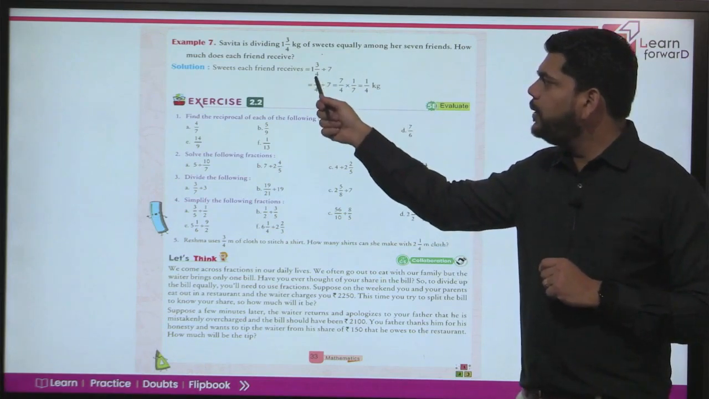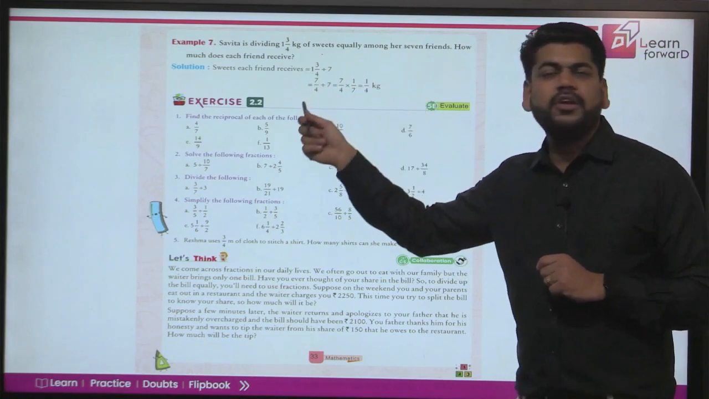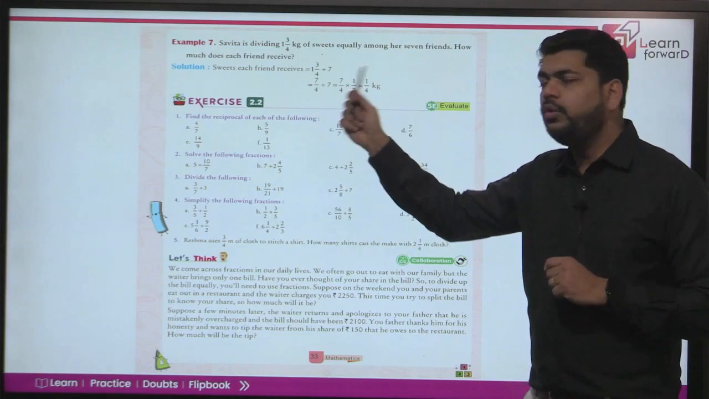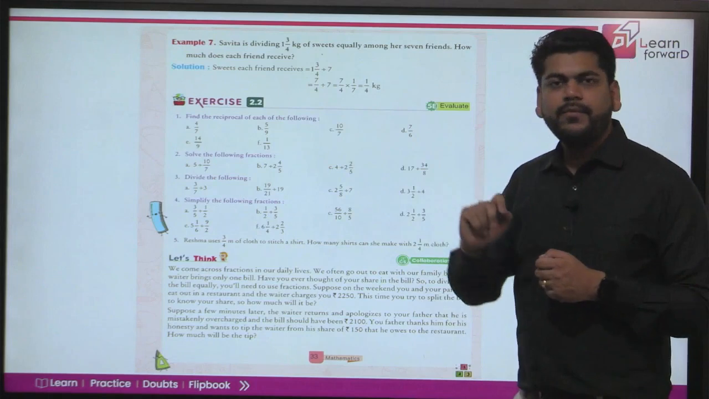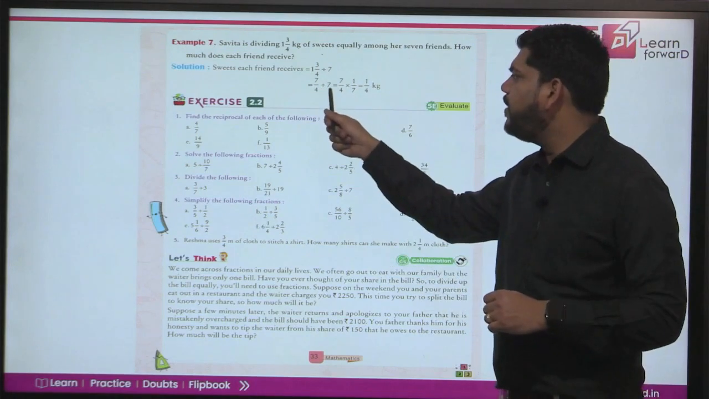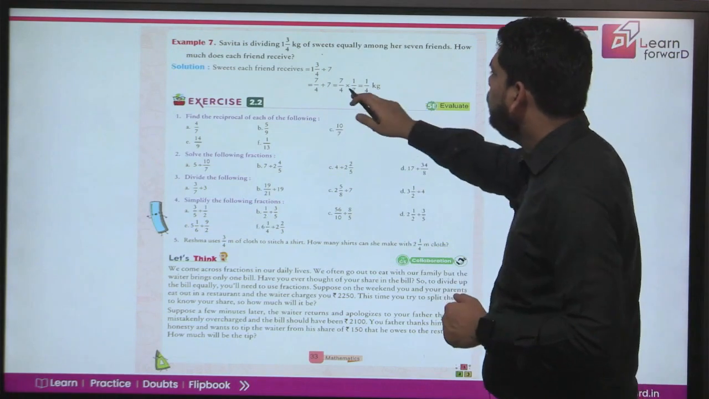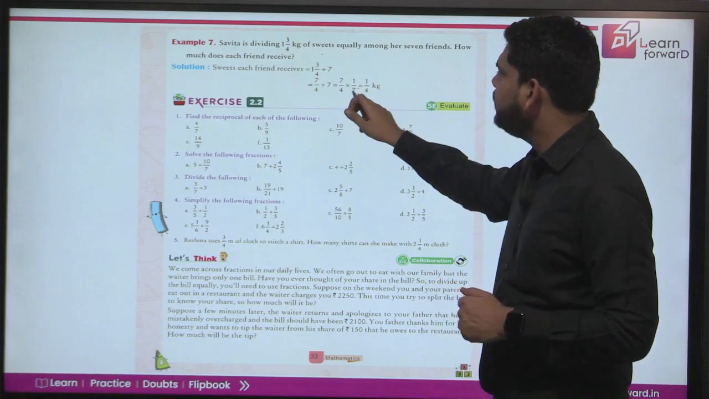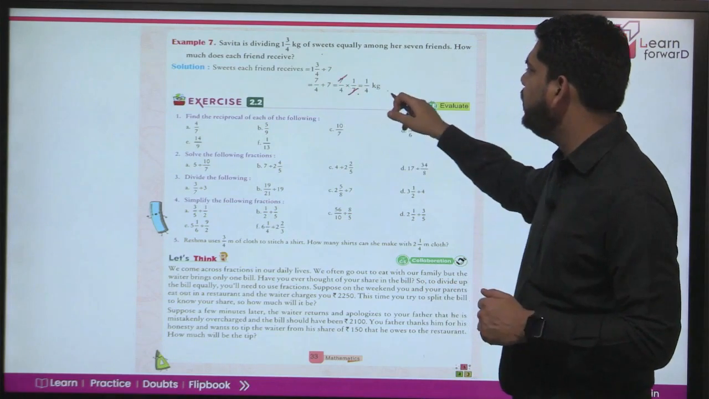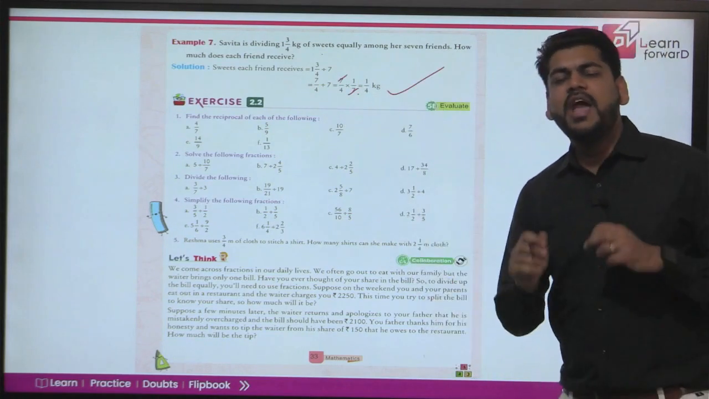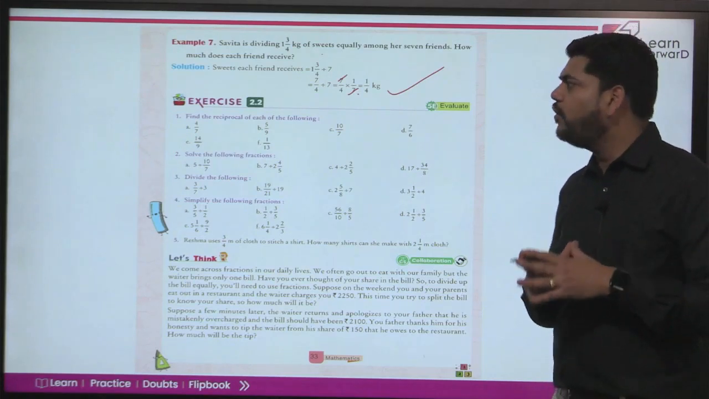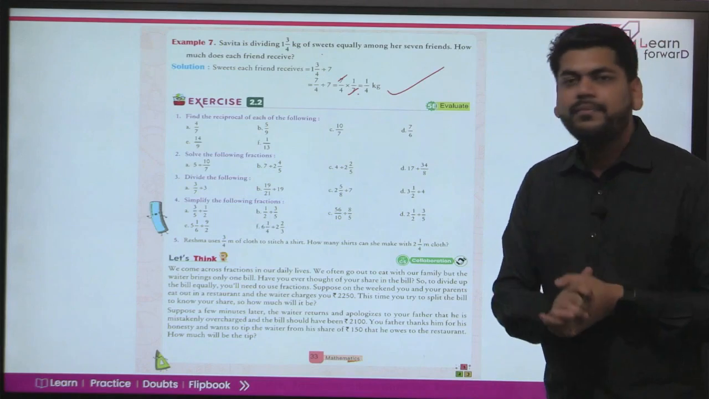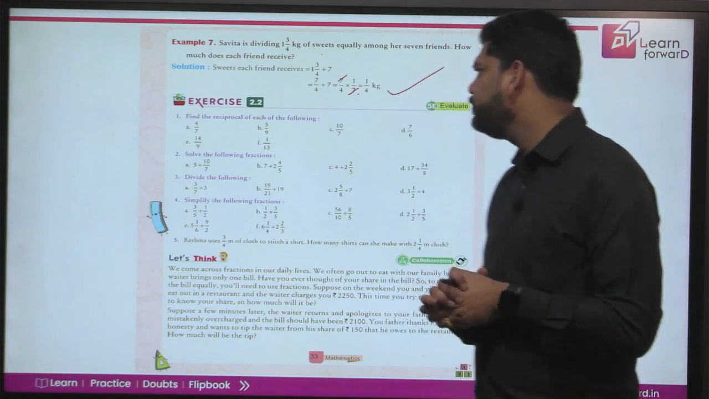So first we'll be converting the mixed fraction into an improper fraction. 4 ones are 4, 4 plus 3, 7. So 7 by 4 will be divided by 7. We'll be reciprocaling the second number. 7 will be divided by 7. The answer will be 1 by 4. That means everyone will be getting 1 by 4 kg of the total sweets. I hope this concept is clear to you.